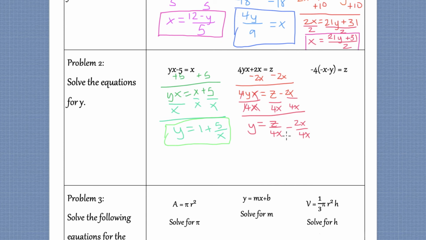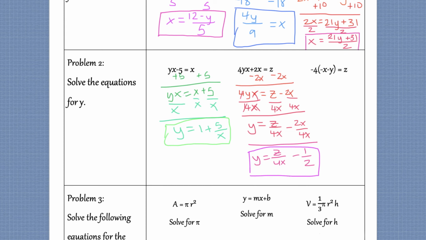Now this is not our final answer because it is not fully simplified. If you look on the right side of the equation, 2x divided by 4x could be simplified to just 1/2. And so we're going to do just that, and we're just going to simplify. And so it's going to leave us with y is equal to z over 4x minus 2x divided by 4x, which is just half. And so now this is our final answer. Y is equal to z over 4x minus half.